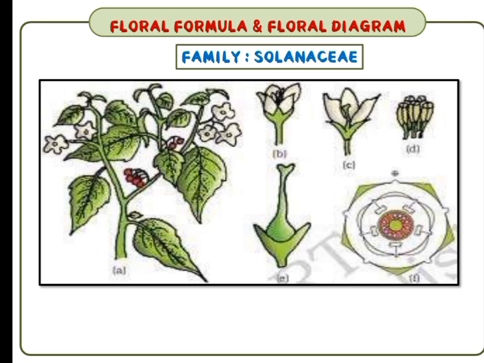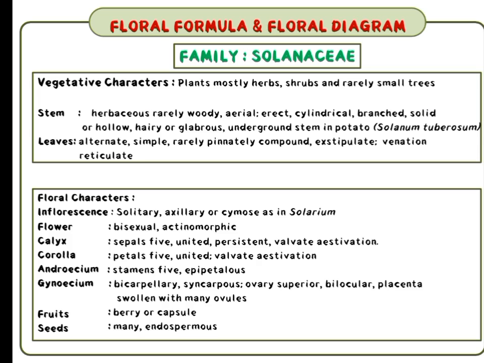Then come to another family, that is the Solanaceae family. This picture clearly shows that the anthers are fused but the stamens are not fused. Then come to the vegetative characters. The plant mostly comes as herb, shrub and rarely small trees. Then the stem: herbaceous stem means soft stem, and they are rarely woody in nature. Mostly they are herbaceous but rarely woody.